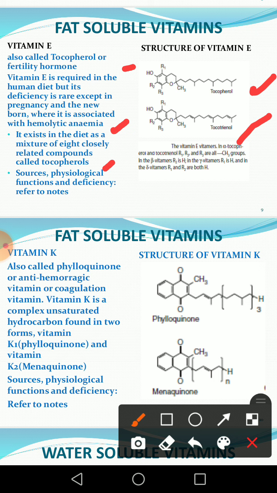Vitamin K, also called phylloquinone. Vitamin K is also known as phylloquinone or anti-hemorrhagic vitamin or coagulation vitamin. Vitamin K is a complex unsaturated hydrocarbon found in two forms: vitamin K1 known as phylloquinone and vitamin K2 known as menaquinone. Sources are given in detail. Phylloquinone and menaquinone are diagrammatically discussed here.